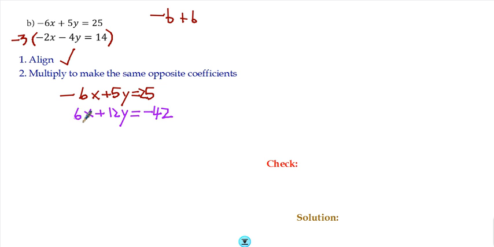If you look at the coefficients in front of x, you have -6 and +6, which are the same opposite coefficients. So perfect, it worked. Now the third step, I can finally add them and solve.